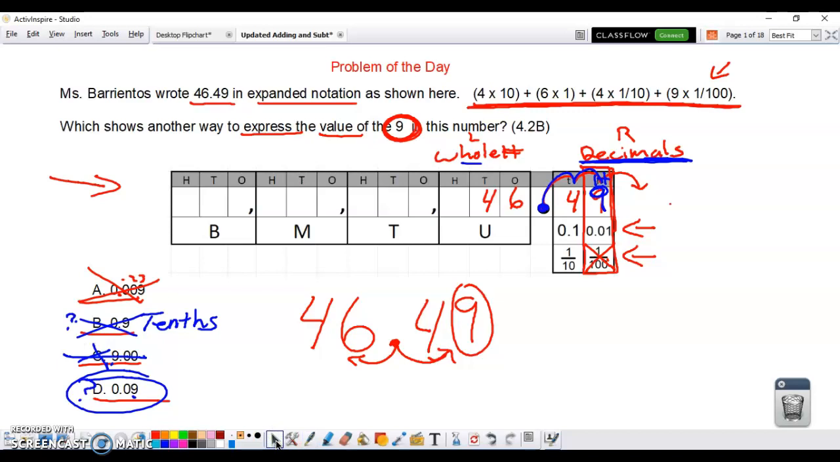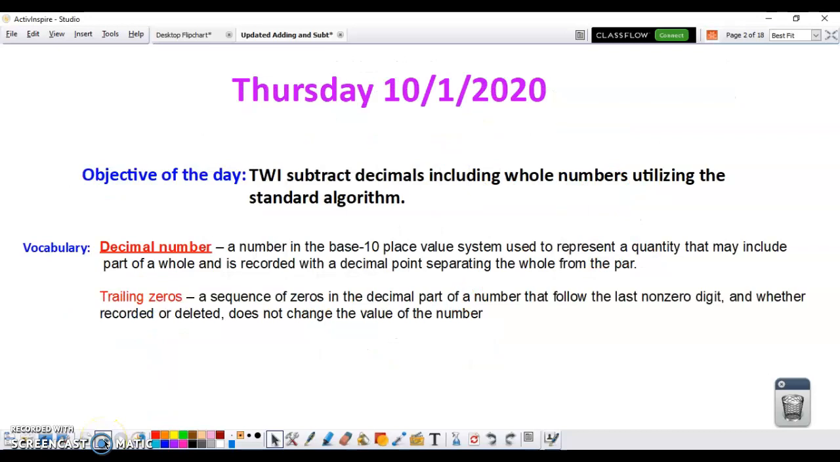All right, I hope you guys got a chance to work on this. We're going to go ahead and move on to today's lesson. Today is Thursday, October 1st, and today's objective of the day is: today I will subtract decimals, including whole numbers, by utilizing the standard algorithm.